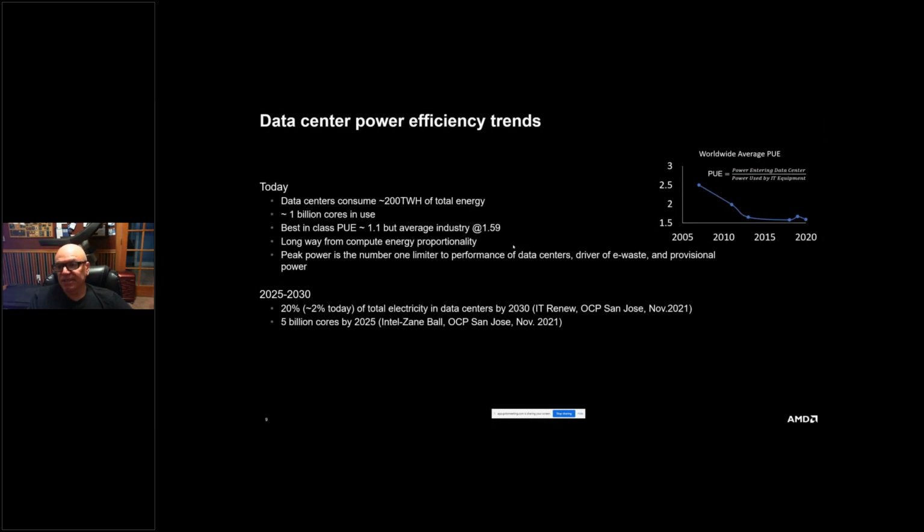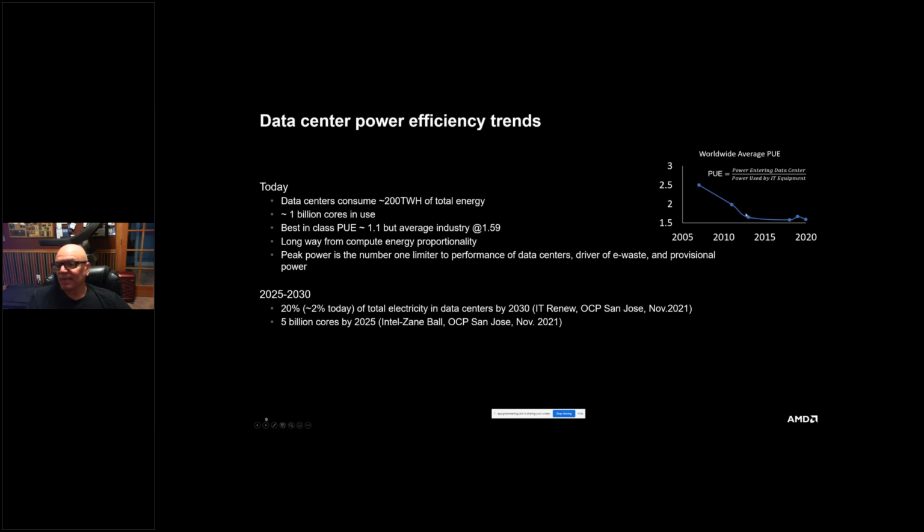So what was happening on the power side? Just to give you a tidbit, depending on which model you believe, most of the numbers I'm showing here you could think of as 80% measured and 20% model, because not everybody reports, but a lot of the big cloud providers do report their energy consumption. Today, it's about 200 terawatt hours consumed by data centers worldwide. There are about 1 billion cores in use. Those statistics we heard at OCP last November from Zane Ball and company from Intel.